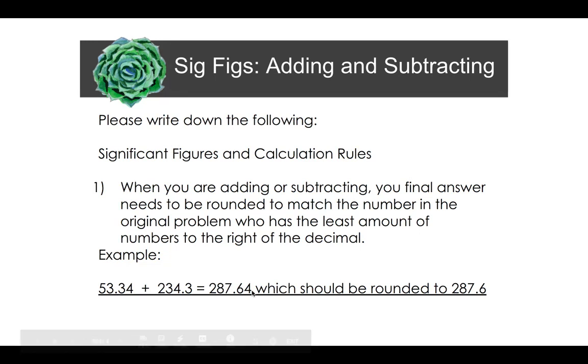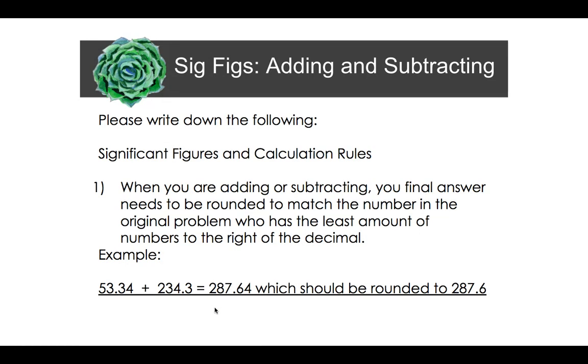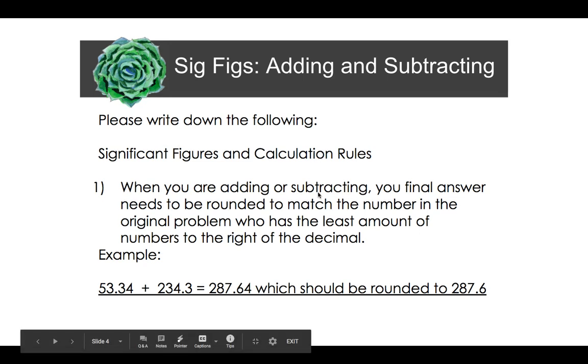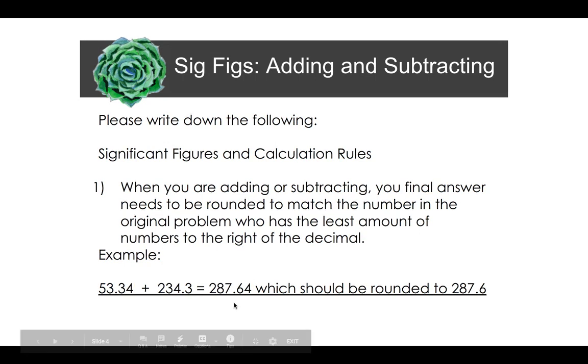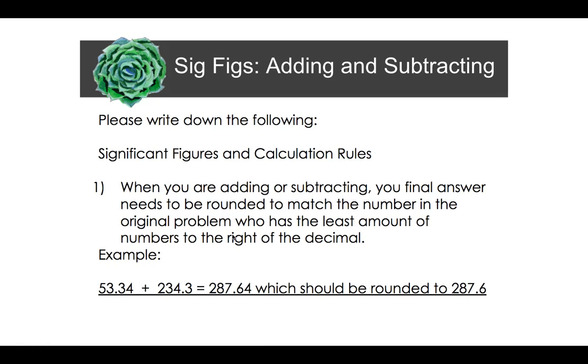Well, if I plug those two numbers into my calculator, this is what my calculator is automatically going to give me, 287.64. Well, based off of my rules with adding and subtracting, I know that I'm going to have to round this number, but I have to be careful of the way that I do that. So the rules tell me that I need to match the number in the original problem who has the least amount of numbers to the right of the decimal.